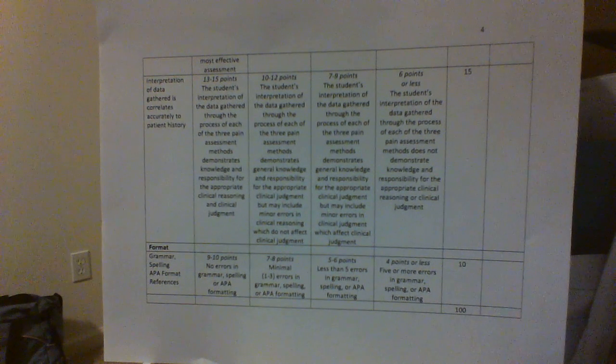The final category of evaluation is formatting, and this is based on grammar, spelling, and APA formatted references. The total points awarded equal 100, and there is a column for maximum total points and then the points received.